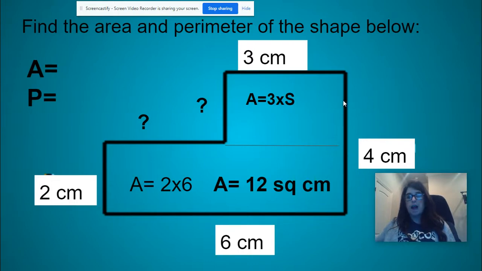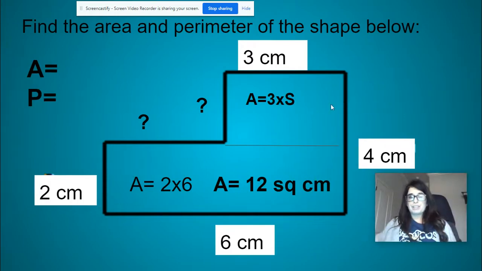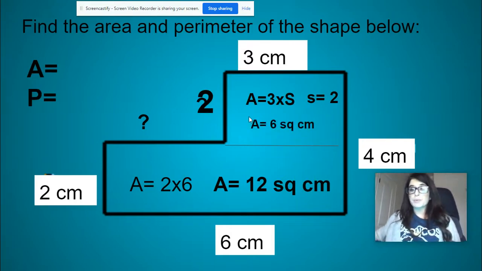This S has got to be what, friends? If you said 2, you got it. Okay, the S is also equal to 2. So our area, this question mark is 2. So the area is 3 groups of 2. What is 3 groups of 2, friends? If you said 6, you are correct. The area of the top rectangle is 6 squared centimeters. 6 squared centimeters.